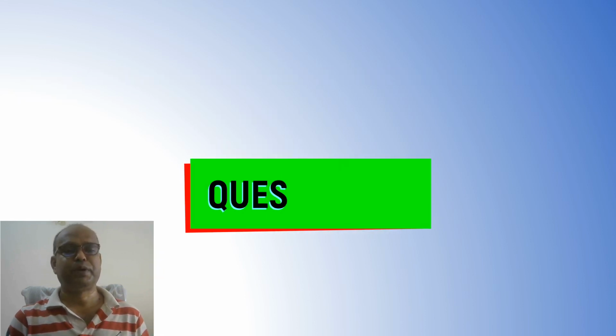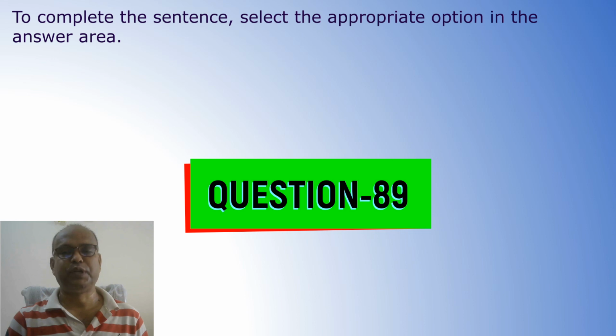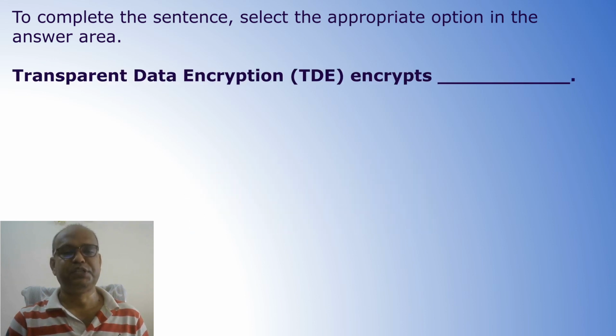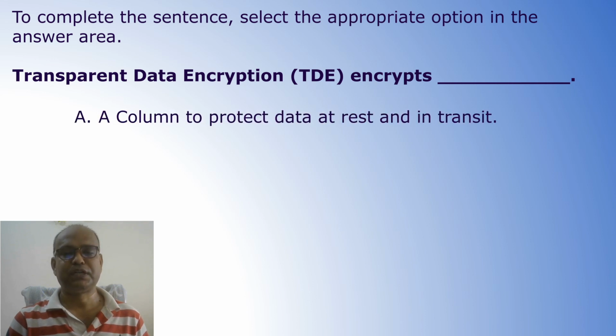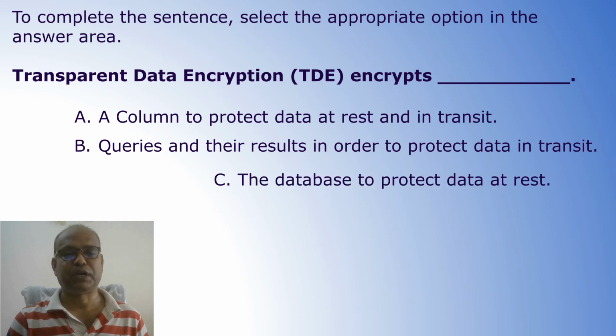Next question, question number 89. To complete the sentence, select the appropriate option in the answer area. Transparent data encryption (TDE) encrypts dash a column to protect data at rest and in transit. Option B, queries and their results in order to protect data in transit. Option C, the database to protect data at rest. Option D, the server to protect data at rest.